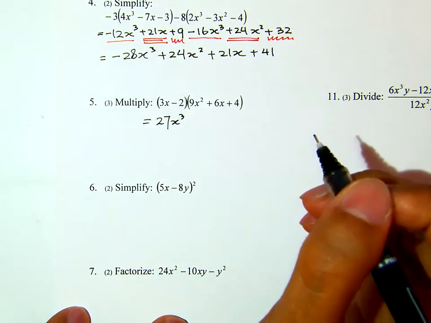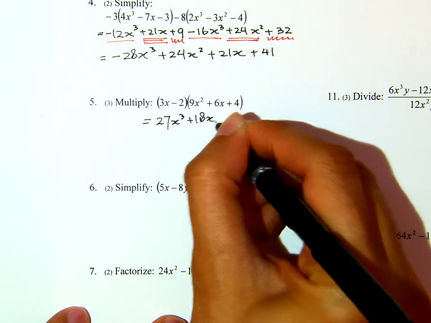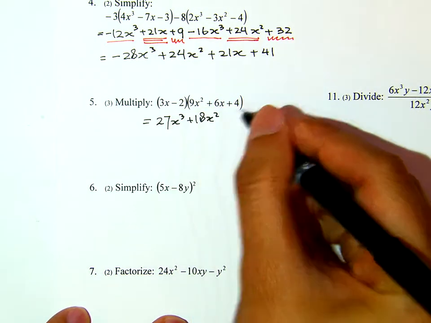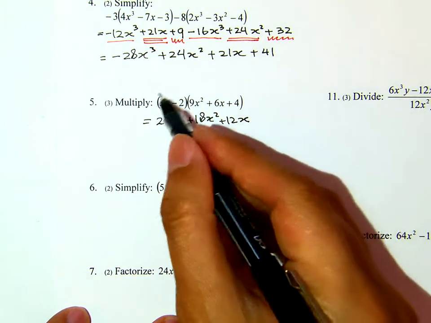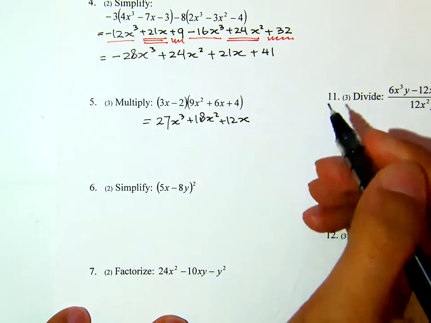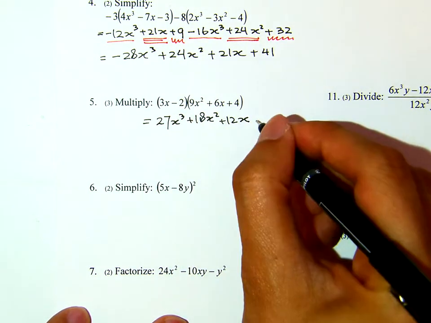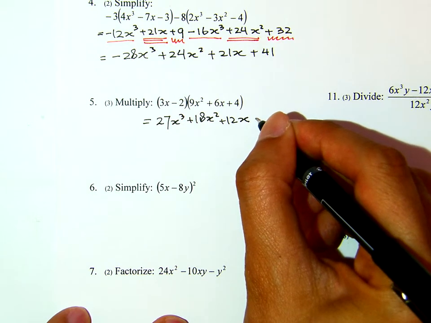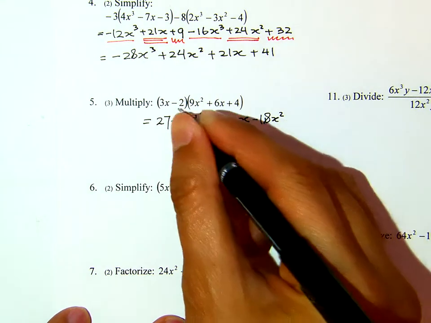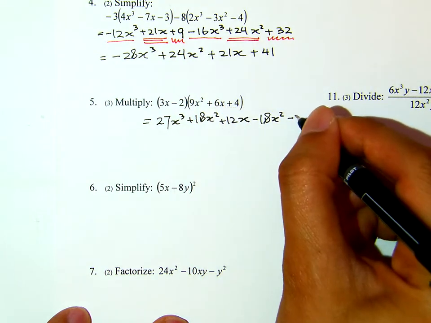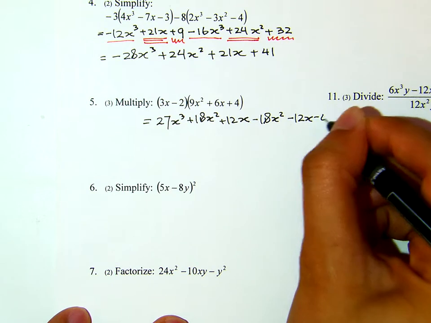3x times 6x is plus 18x squared. 3x times 4 is 12x. Now you see I'm done with distributing 3x to the group, right? And then I go on with distributing -2 to that group. It's -2 times 9x squared is -18x squared. -2 times 6x is -12x. -2 times 4 is -8.